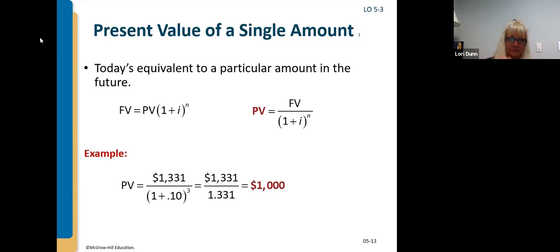So take a look. We know the future value. We need to accumulate $1,331 in a savings account by the end of 3 years when interest is earned at 10%.